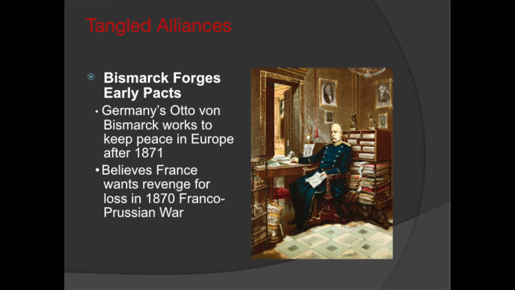The last major cause would be a tangled mess of alliances. This was originally started by Otto von Bismarck, the German chancellor. He wanted to keep basically France at bay and Europe in peace after 1871. He was afraid that the French might start a war again to take revenge on the Germans after their loss in the 1870 Franco-Prussian War.